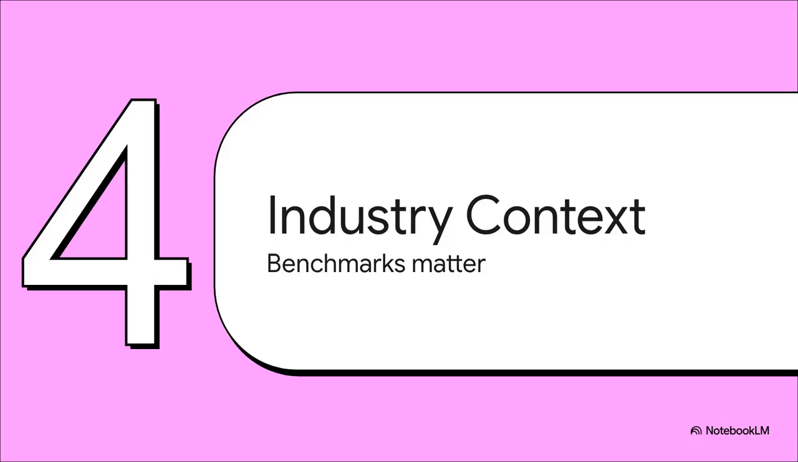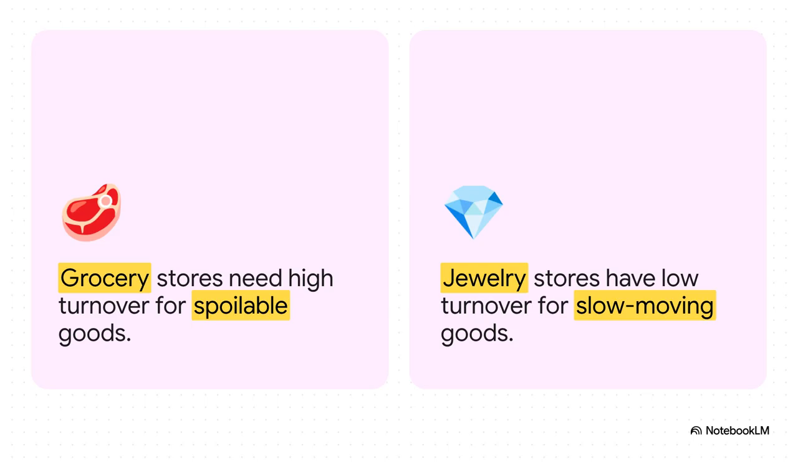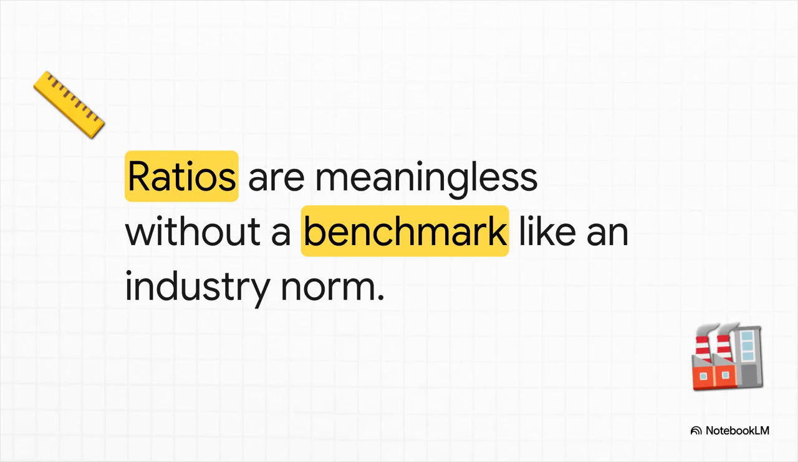Let's pivot to Section 4, industry benchmarks and context. You have to remember that the nature of the product dictates what a good ratio even looks like. You literally cannot compare a grocery store to a jewelry store. Milk and fresh meat spoil, so a grocery store has to turn its inventory over dozens of times a year. Meanwhile, a uranium mine or a high-end jewelry store, they might be perfectly healthy turning their inventory over just once or twice a year.